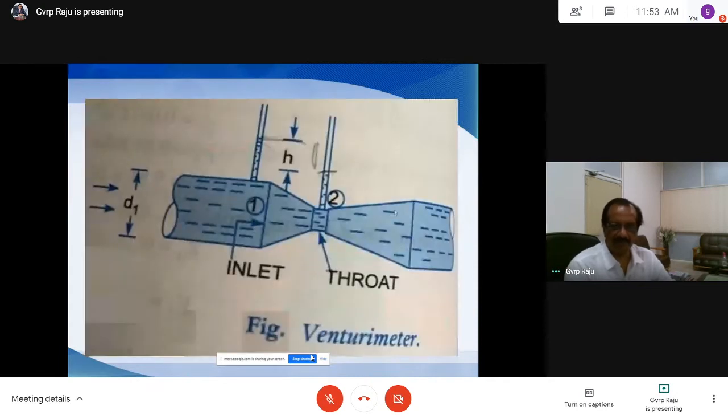So this is a venturi meter. We have an inlet section here. Inlet means the water is entering through the pipe. D1 is the diameter of the inlet section. And if you see here, this is converging. The diameter is reducing, in other words, the area is reducing. So this is called the convergent cone. The center portion is the throat here. And again it is diverging, diverging to the equal diameter.